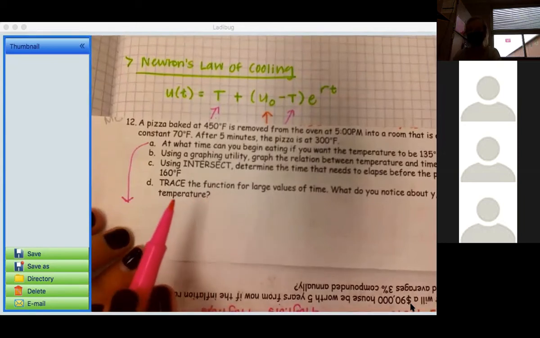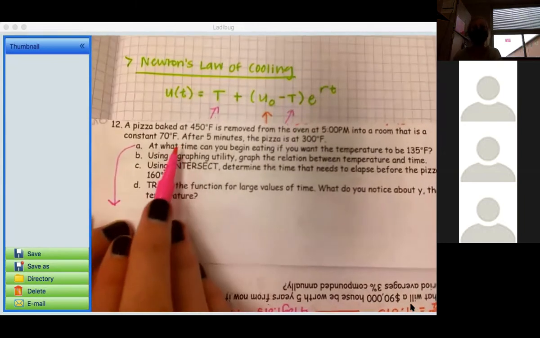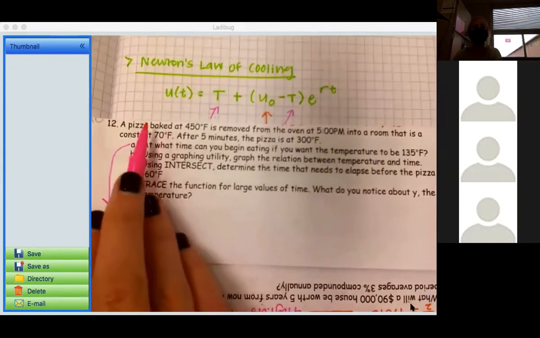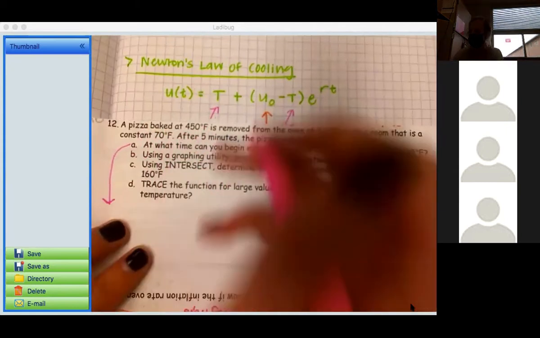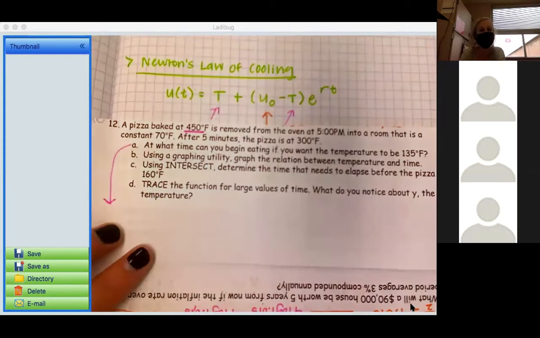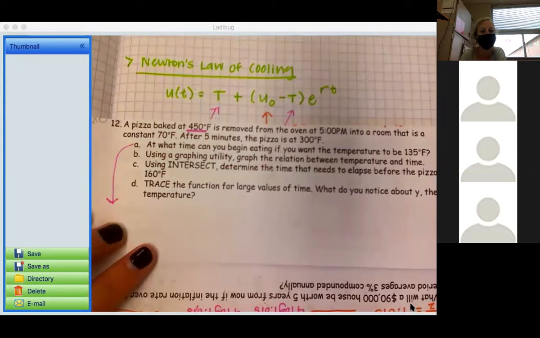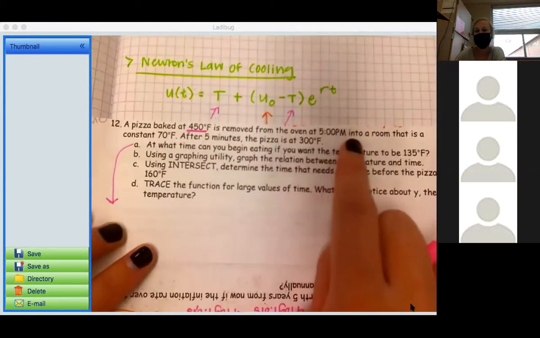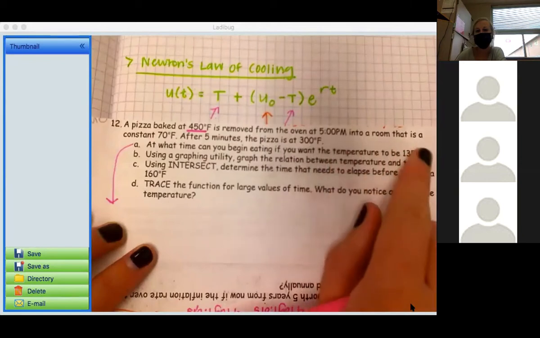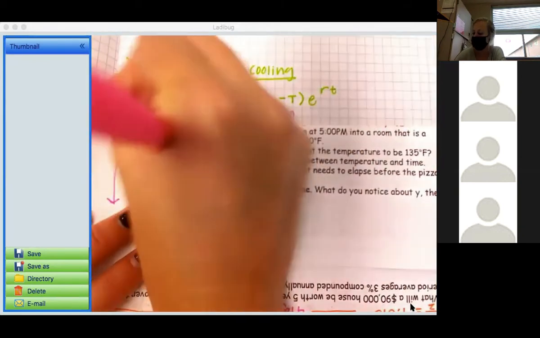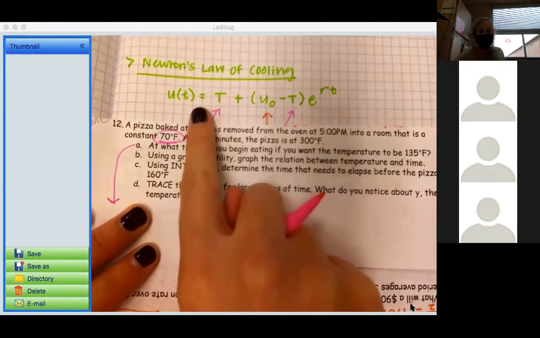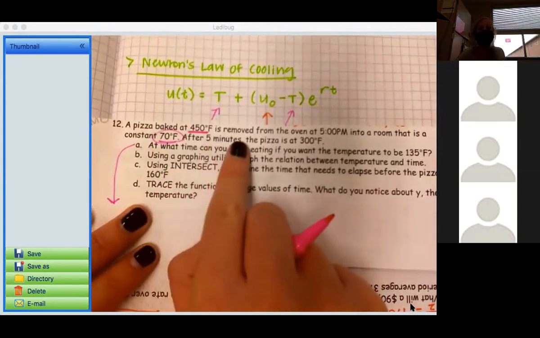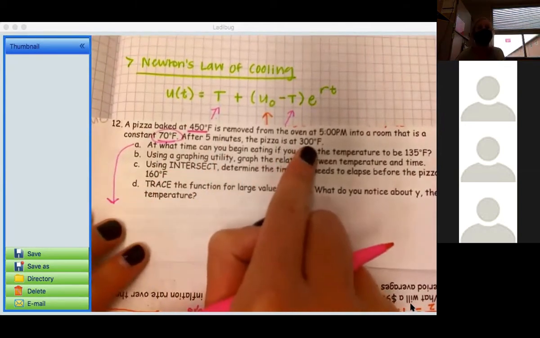Okay, so if the pizza is baked at 450 degrees and it's removed, 450 degrees is the initial temperature of the pizza. Does everybody agree? It's removed at 5 p.m. and put in a room that is 70 degrees. So that is the temperature of my environment. Good. After 5 minutes, it'll be 300.